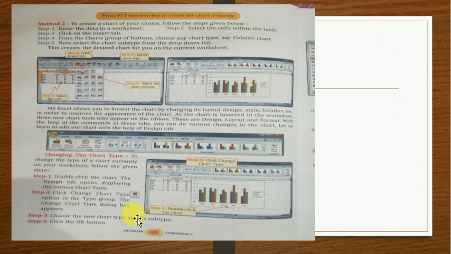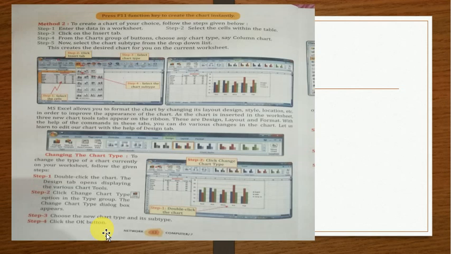Then the Design tab opens, displaying the various chart tools. Here you can see different kinds of charts. Click the Change Chart Type option in the Type group. The Change Chart Type dialog box appears. Choose the new chart and its subtype, then click the OK button. This is given on page number 13.